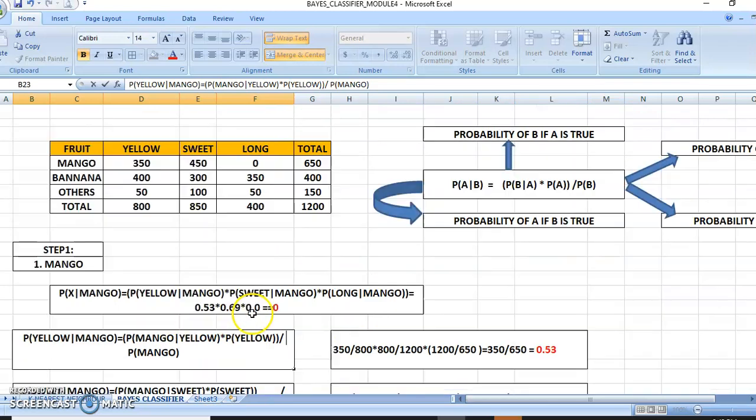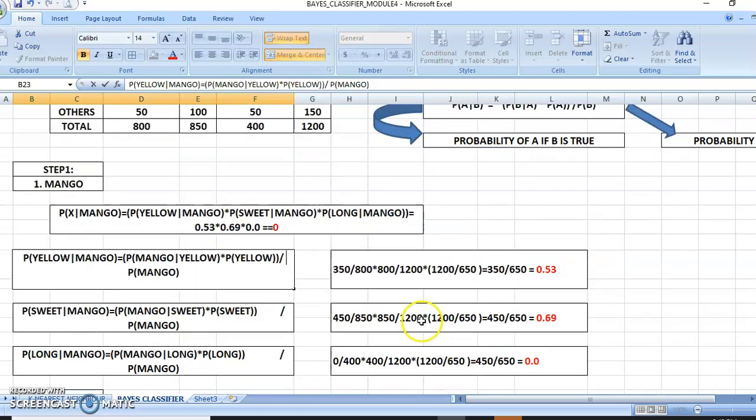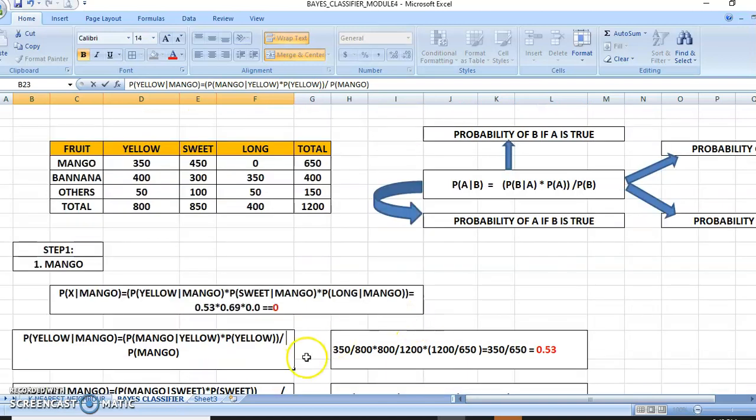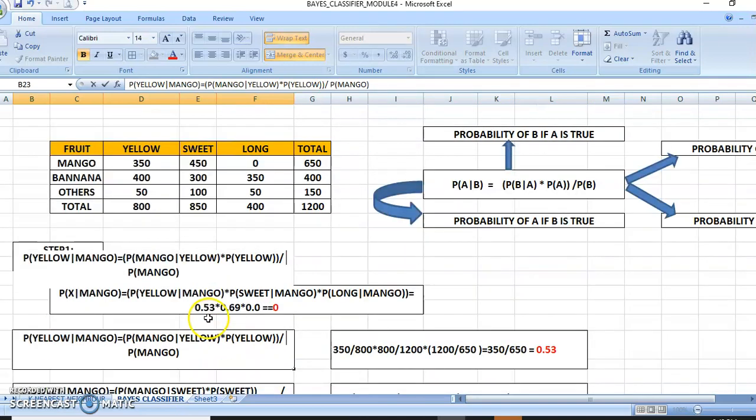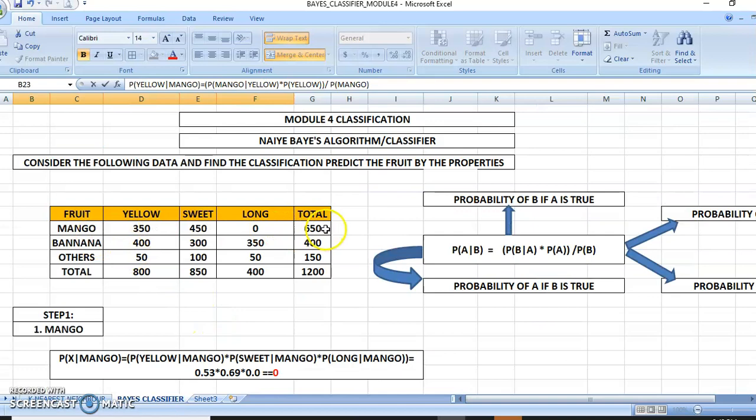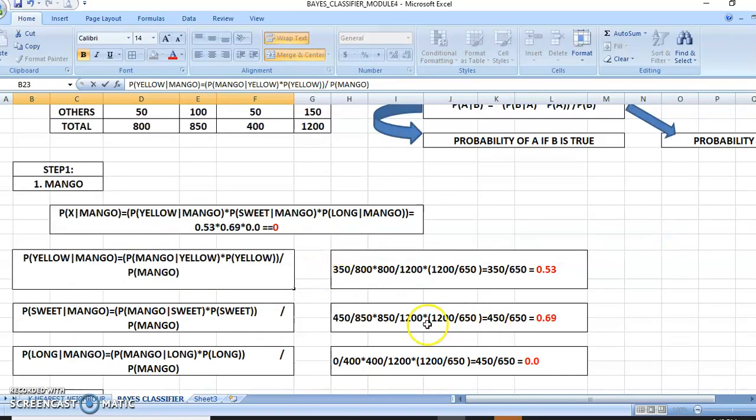The probability of sweet is totally 850 divided by 1200, into the reciprocal of the probability of mango. What is the probability of mango? It remains the same, 650 out of 1200, so it goes as 1200 divided by 650. So it will in all be equal to 450 divided by 650, and you will get a value of 0.69.